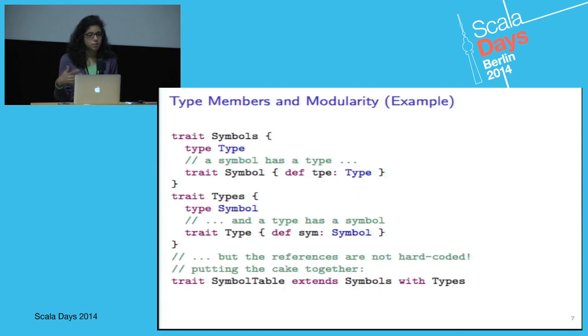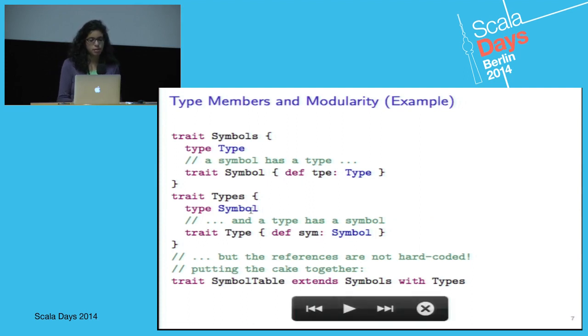Okay, and just to give more motivation for why type members are useful, one common pattern, which has been known in the standard ML community for a long time, is that you want to have two components that refer to some parts of each other, but you don't want to hard code those references. So let's say you have a trait Symbols which defines all the symbols. You can imagine that this would be part of a compiler where you would have symbols and types.